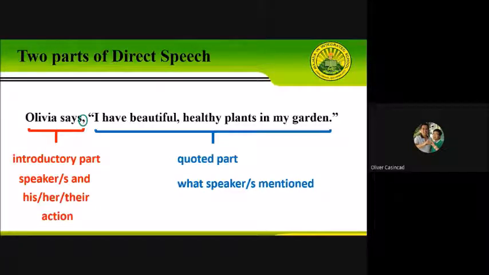Also, you have to take note of the presence of the punctuation comma, which separates your introductory part from your quoted part. And also the presence of the quotation mark, which encloses your quoted part. So what makes direct speech distinct and recognizable is the presence of the comma and quotation marks.